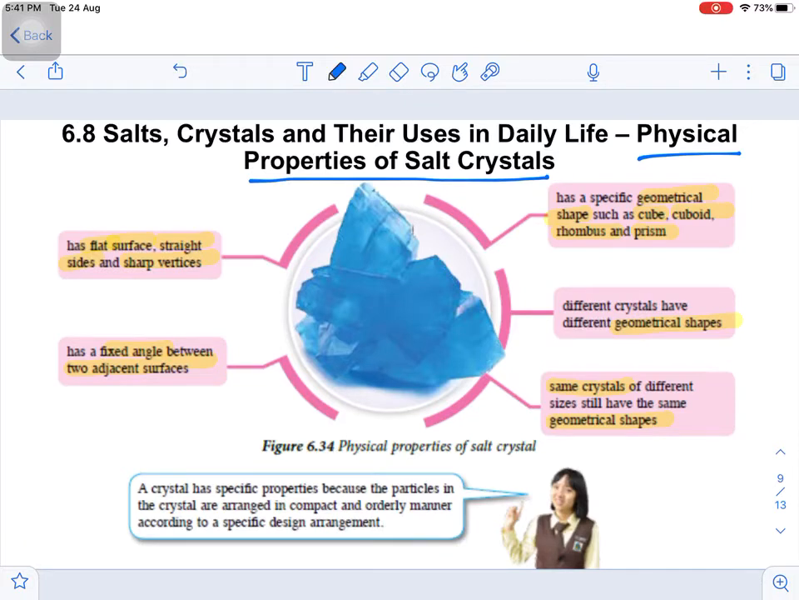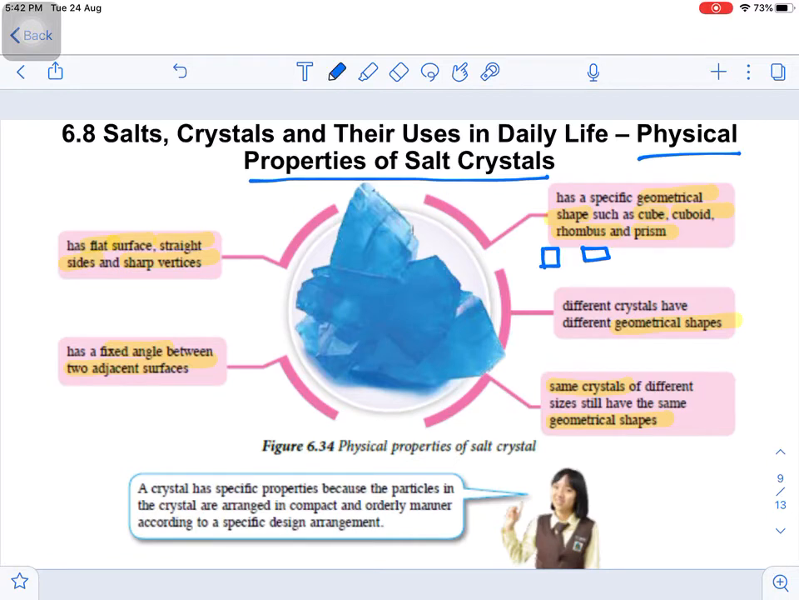Okay. Salt crystal, dia ada specific geometrical shape. Ada yang bentuk cube, ada yang bentuk cuboid, ada yang rhombus, ada yang prism. Kalau you all tengok garam dengan gula, dia punya struktur dia, kalau you all tengok guna kanta, dia tak sama. Dia tak betul-betul sama. And then siapa yang pernah tengok Ajinomoto, MSG tu, kalau you all tengok kat paket dekat supermarket tu, dia punya structure dia berbentuk macam panjang-panjang sikit.